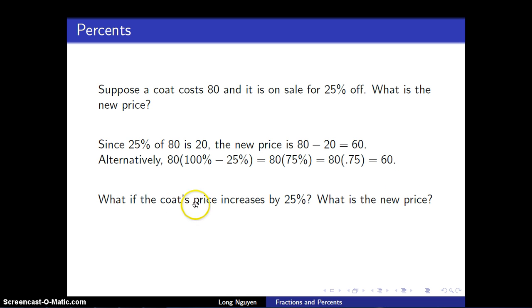Now what if the coat's price is increased by 25%? What is the new price? Well, when we decrease the price, you subtract 25%. So when you increase the price, you add 25% to 100. So 125%, which incorporates the 25% increase, we convert this to a decimal and multiply by 80, which gives us 100, which is the same as if we think about adding 20 to 80. And that concludes the lesson on percents and decimals.